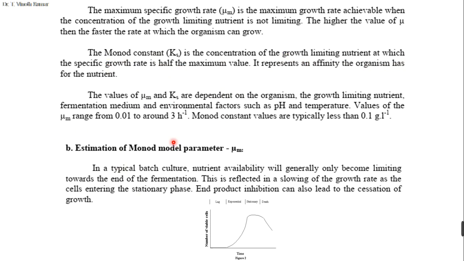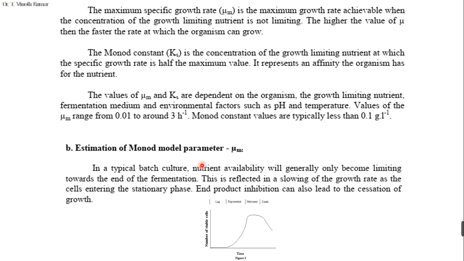So this one is over, and the next one is the estimation of the Monod model parameter mu m. How can we calculate mu m in a typical batch culture? Initially we take only the batch culture, we are not going to take the fed batch or the continuous process. You can watch the previous video on what is meant by batch, fed batch, and continuous fermentation process. Then only you can understand the concept.